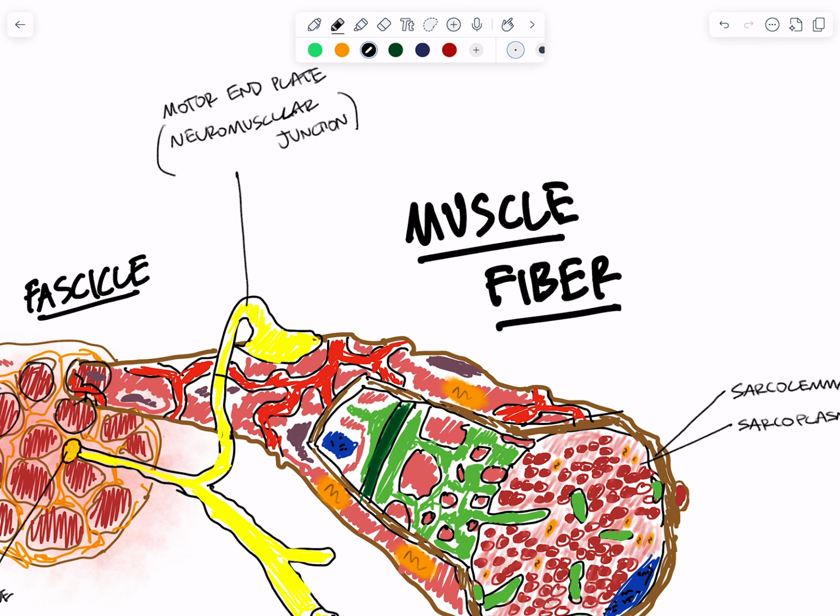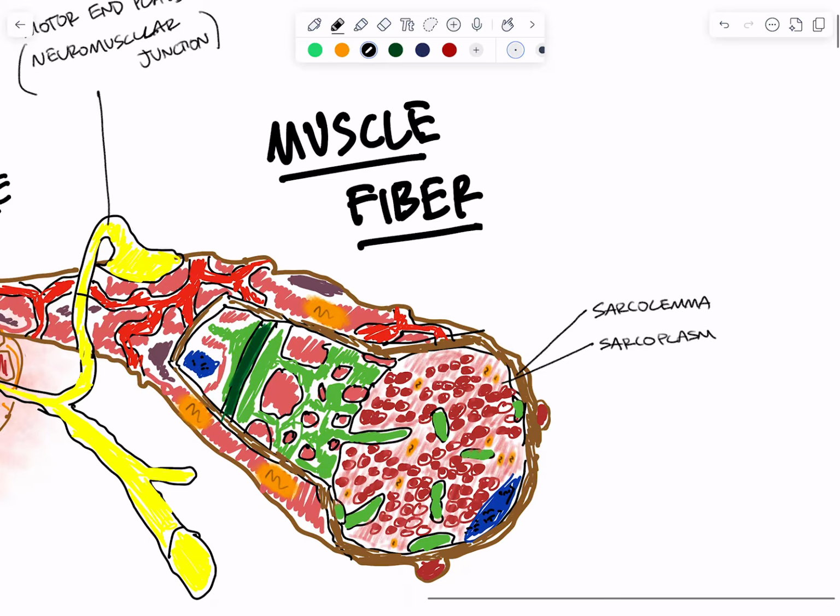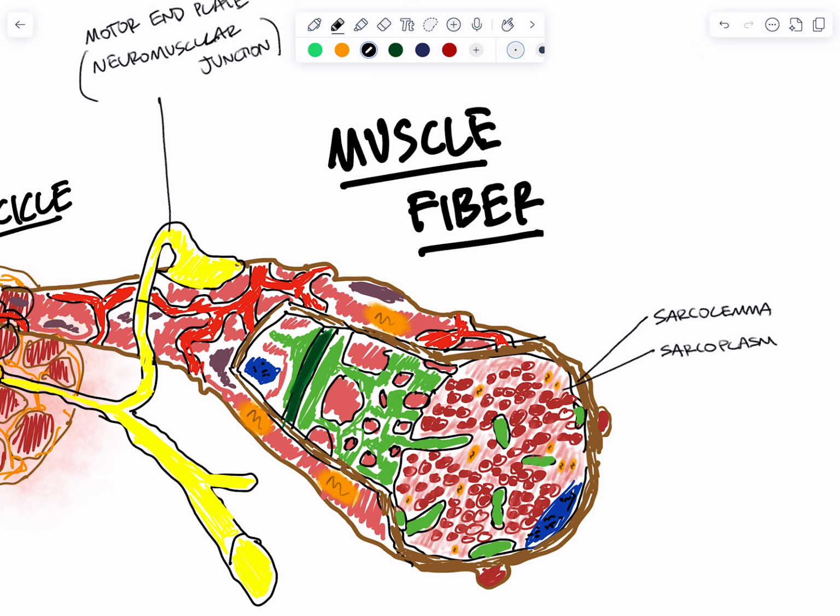Another thing I want you to know is that we have these orange substances right here, and these are going to be mitochondria. More specifically, these mitochondria are a little faint compared to the other ink on this muscle fiber because they are located under the sarcolemma. So these are going to be your subsarcolemmal mitochondria.